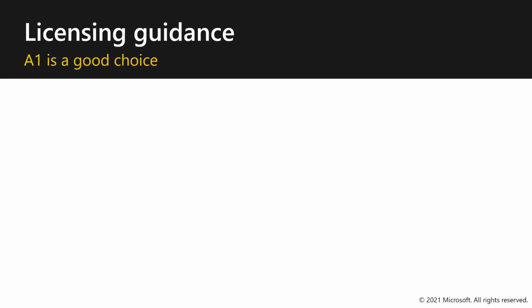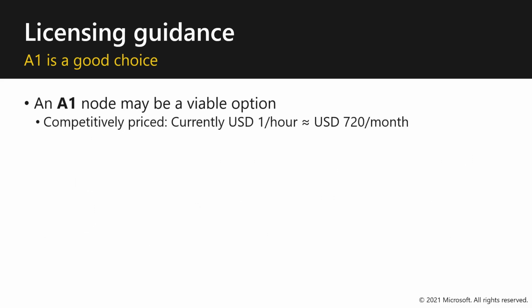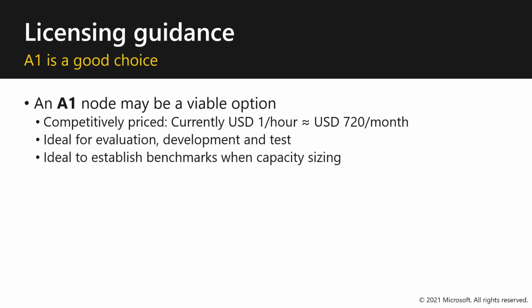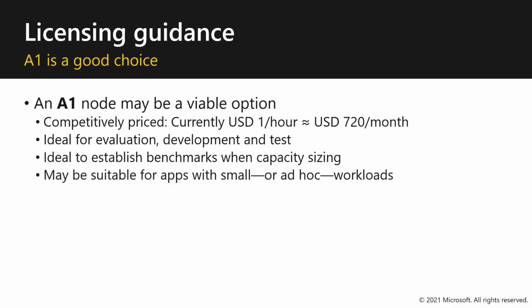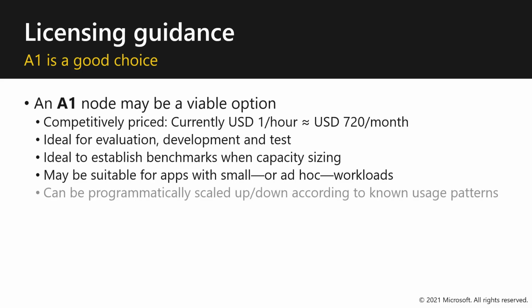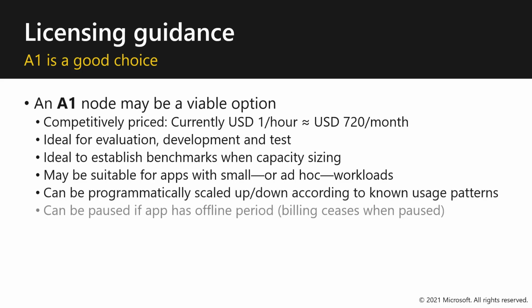Some final guidance. We think A1 is a good choice for many reasons. It's competitively priced at US $1 per hour, which could come to $720 US per month. It's ideal for evaluation, development, and test. It's ideal to establish benchmarks when capacity sizing. It may be suitable for apps with small or ad hoc workloads. It can be programmatically scaled up or down according to known usage patterns, and it can be paused if the app has offline periods, in which case billing ceases.